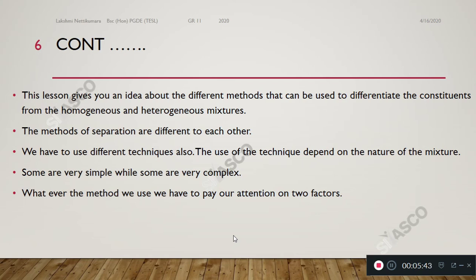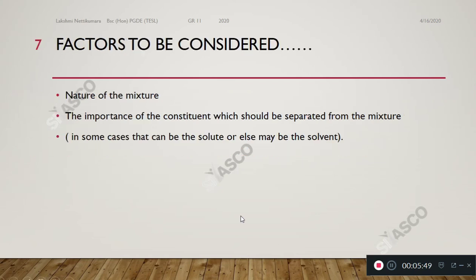Whatever the method we use, we have to pay our attention to two factors. What are these two factors? You have to pay attention to the nature of the mixture and the importance of the constituent which should be separated from the mixture. That means whether we want to separate solvents from the solution or solute from the solution.